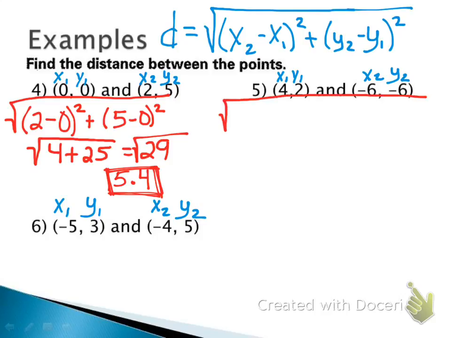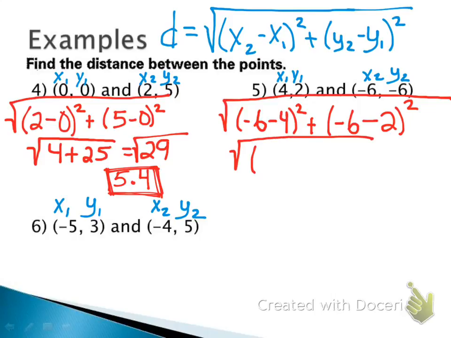Number 5, my x2 is -6. My x1 is minus 4. It's a regular 4, but I'm subtracting. You know what I mean. My y2 is -6. I'm going to subtract my y1, which is 2, and then I'm going to square them both. This is one where it's very important to keep track of your signs. This is going to be -10 squared. This one's going to be a -8 squared.